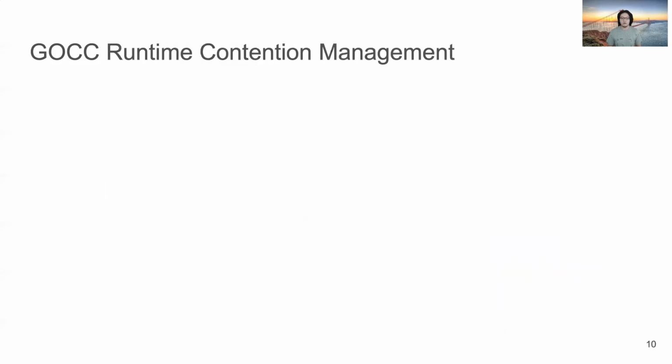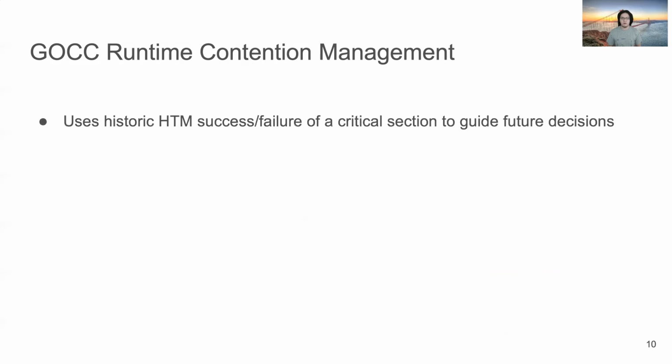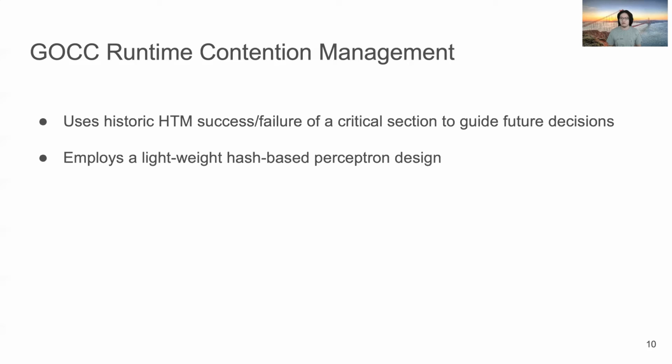Next, let's look at the Gocc runtime contention management. We use the historic HTM success and failure of a critical section to guide the future decisions. The reason for that is, we want to use HTM only when it's profitable. If we know some critical section has a very high probability to fail, we should stick with lock rather than HTM. We employ a lightweight hash-based perceptron design to implement that.